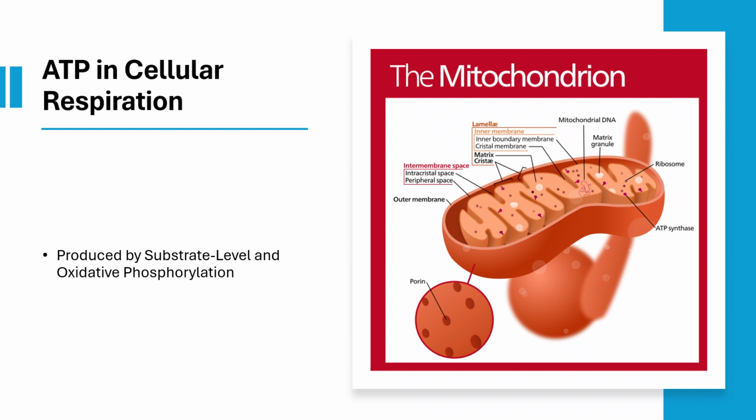ATP is generated primarily during cellular respiration, both in the cytoplasm and mitochondria. Glycolysis and the Krebs cycle make a few ATP by substrate-level phosphorylation, while the electron transport chain produces the majority through oxidative phosphorylation. When the question asks, where is most ATP produced? The answer is always the mitochondria. Or, as I like to say, the powerhouse of the cell pays the bills.